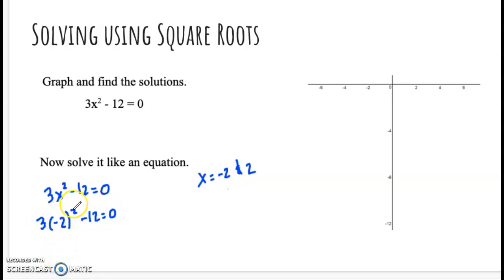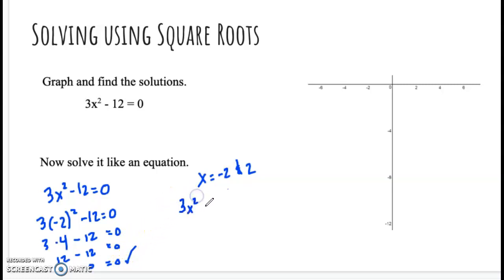So -2 squared is 4. 3 times 4 is 12. And 12 minus 12 is 0. And 0 is equal to 0, so -2 worked. But it's not good enough to just check one of your solutions. You have to make sure you check them both, right?